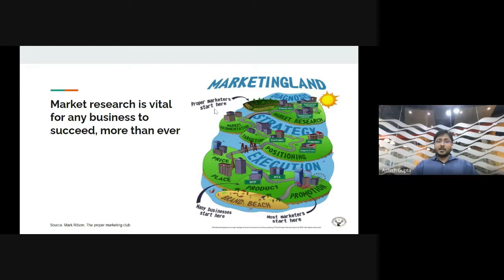But then proper marketers always start with understanding what the market is. They try to really understand what that opportunity is in the market. Who are the people I need to target? How do I need to target? With what I need to target? And then eventually you define your positioning, etc., and are able to develop a product which is kind of winning for the market.